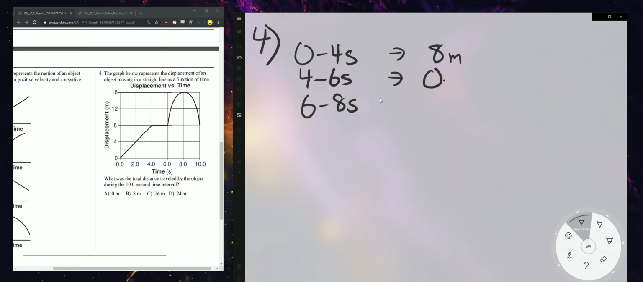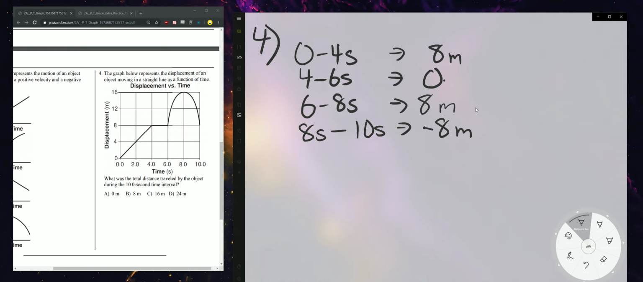From 6 to 8 seconds, it doesn't matter if there's a curve there. At 8 seconds, you end at 16 meters. At 6 seconds, you start at 8 meters. So if you go from 8 to 16, you just traveled 8 meters. Now, from 8 seconds to 10 seconds, if at 8 seconds you start at 16, and at 10 seconds you end at 8, you traveled a negative 8 meters. You traveled 8 meters in the opposite direction.